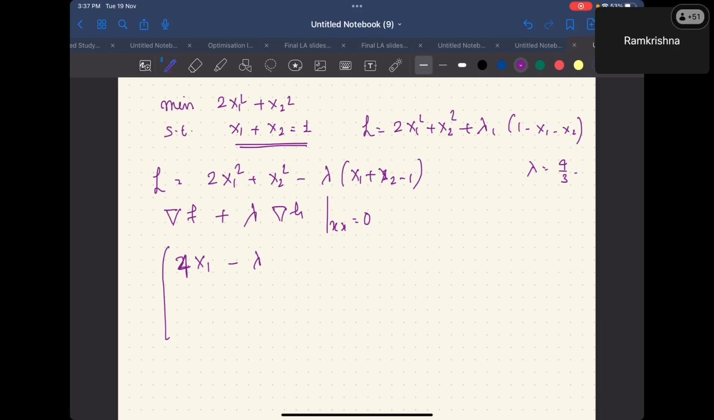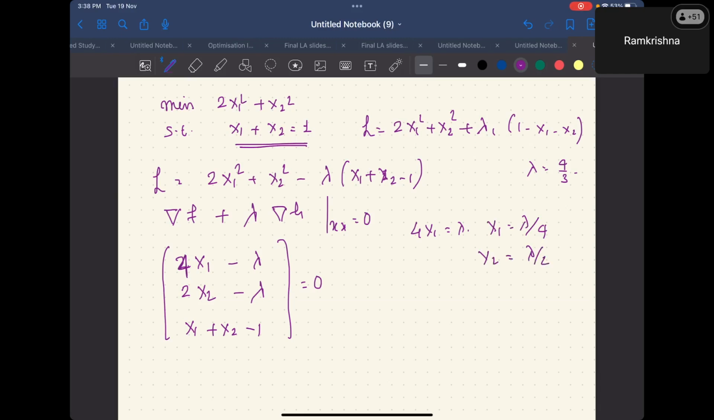Then I'm looking at twice x2 also minus lambda, and then x1 plus x2 minus 1. So I'm solving for these ones. So I now have 3 equations and 3 unknowns. This should give me, okay, 4x1 is lambda, so x1 is lambda by 4, x2 is lambda by 2.